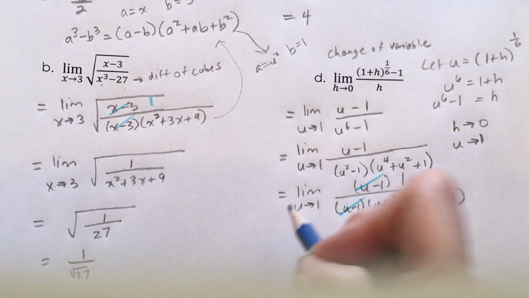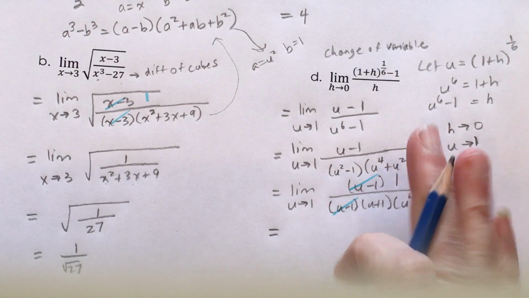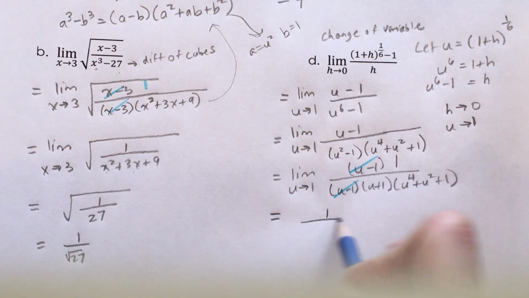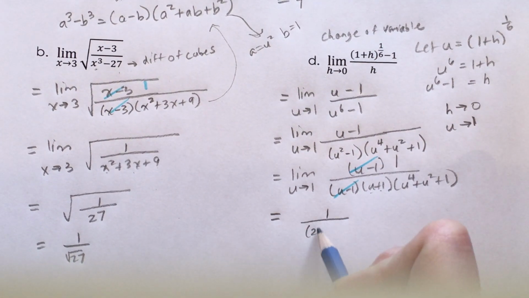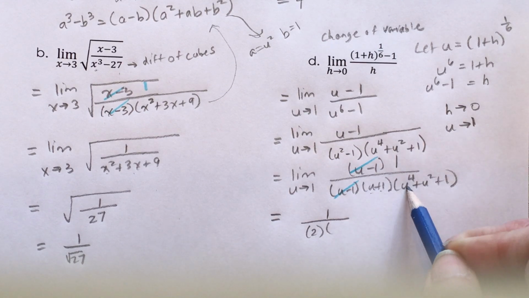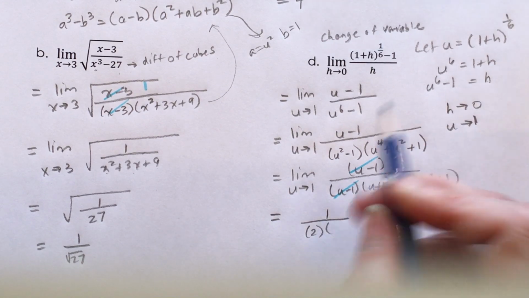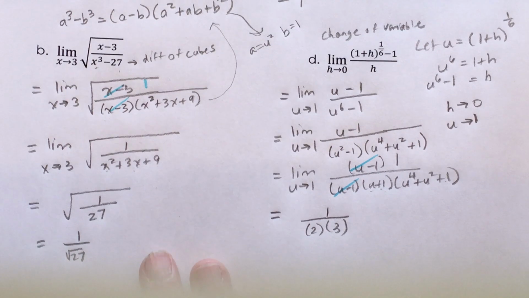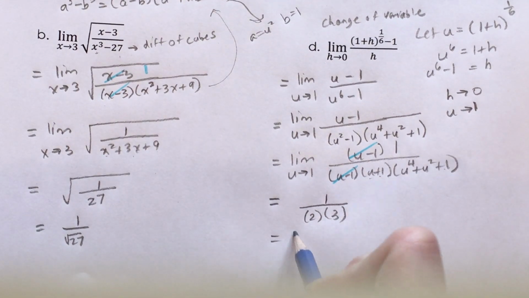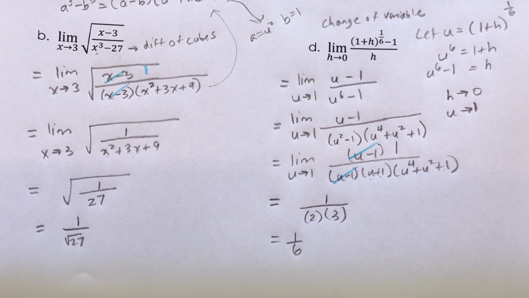And now it would be safe to let u approach 1. Denominator is not going to approach 0. So we end up getting, as u approaches 1, 1 over 1 plus 1, which is 2, times 1 squared plus 1, so that's times 3. So we end up getting 1/6 for our limit. Okay. On to the next page.